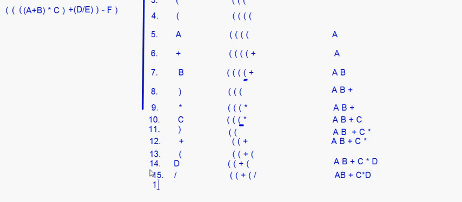Okay. Then comes D divided by E, so you read that E. Now E is an operand, so no changes in the stack. Here in the postfix expression you have AB plus C into D and then E, right?